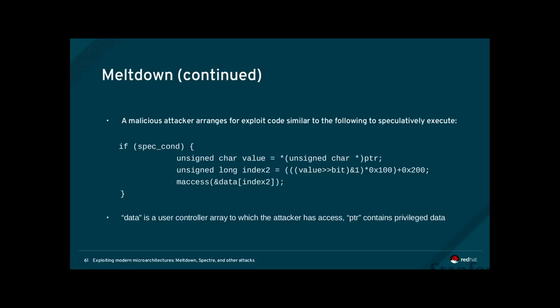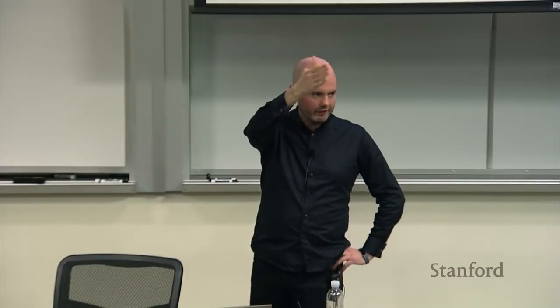So I've got this privileged value I want to read, and it consists of bits. It consists of, say, 32 bits of data. What I can do is read one bit of that data at a time in my particular attack. I'm going to take the value that I'm not entitled to access, take each little bit of that value, and individually work out what the value of that bit was.